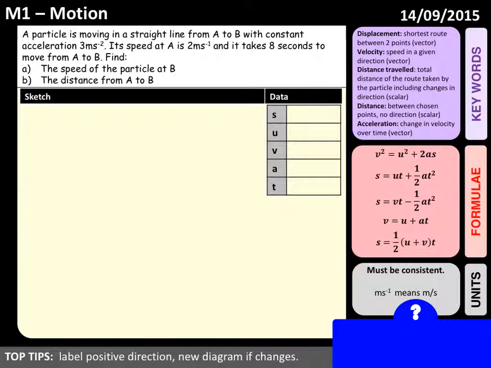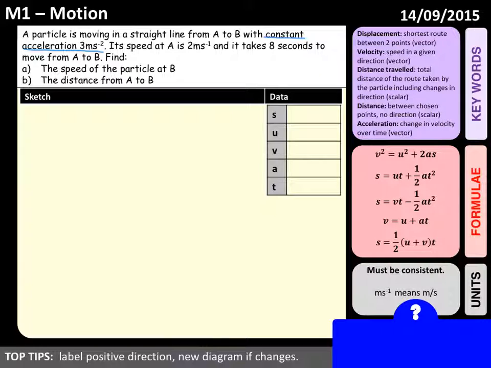Okay, so we're starting a motion problem. We know that because we're told information at the start of the question which says that a particle is moving. So that's going to tell us that we're going to be using our Suvat equations. Reading through, we've got a particle moving in a straight line from A to B with constant acceleration 3 meters per second squared. As soon as we're told that there's constant acceleration, that means that we can use our Suvat equations.